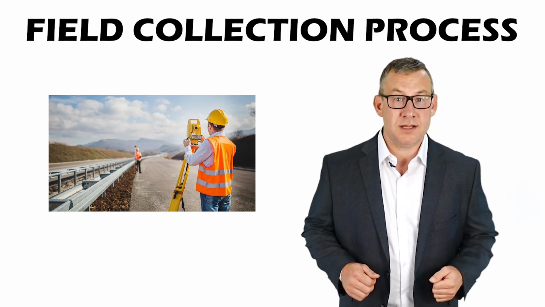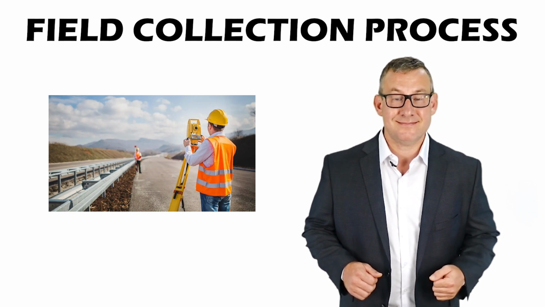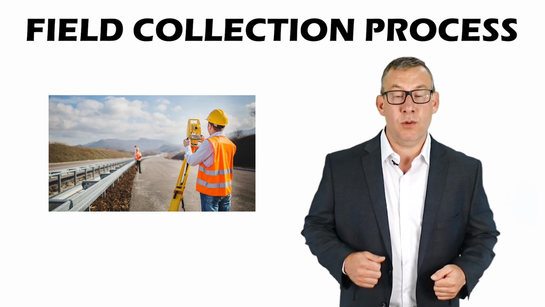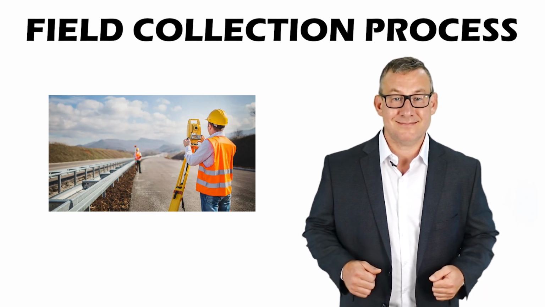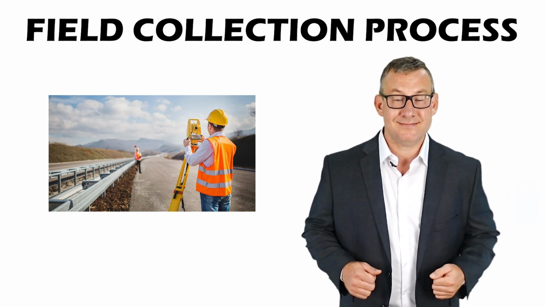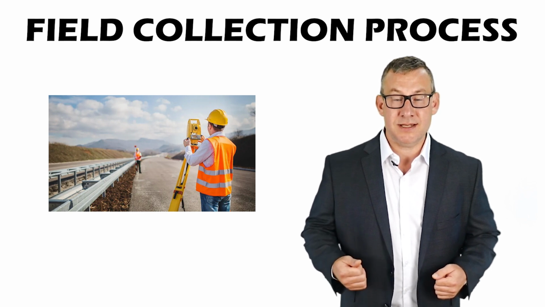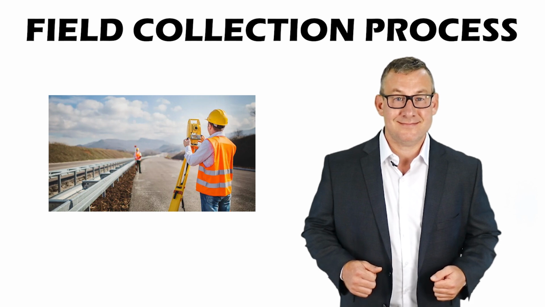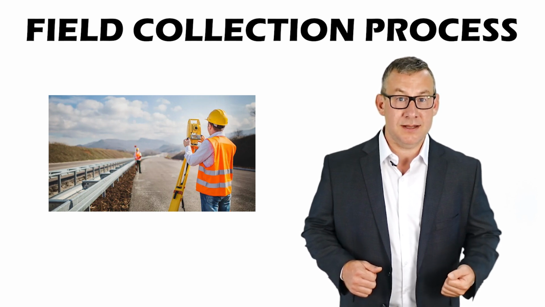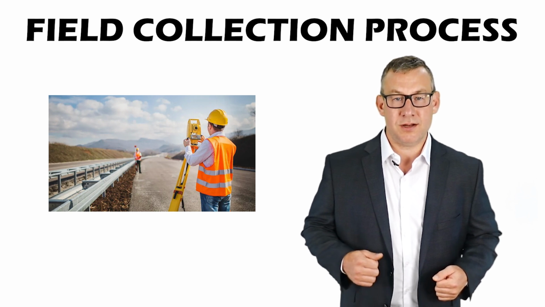The field collection process should include 6 steps. First, determine what needs to be collected, inspected, or surveyed. Second, determine how it will be collected. Third, perform sample collections. Fourth, review sample collections and adjust methodology. Fifth, plan location and timing. And sixth, start collection.